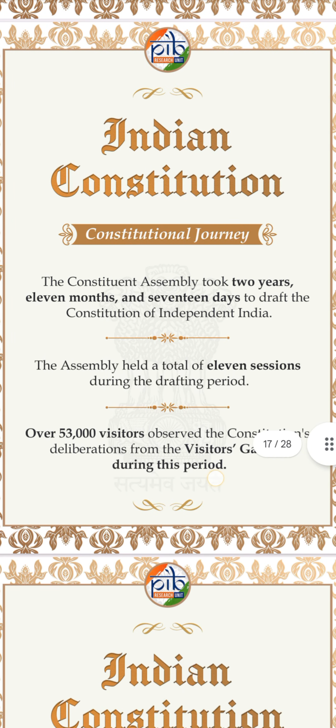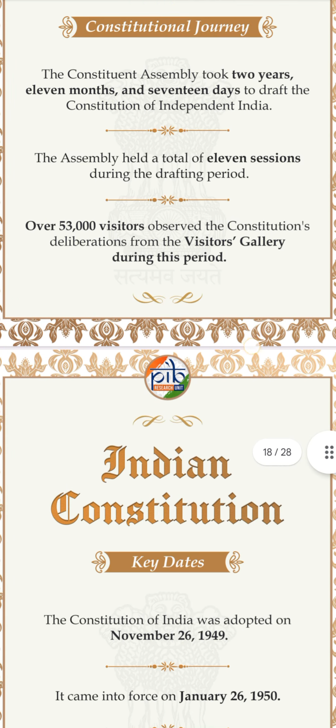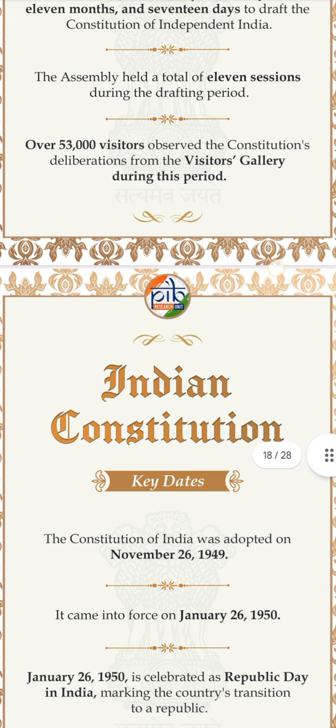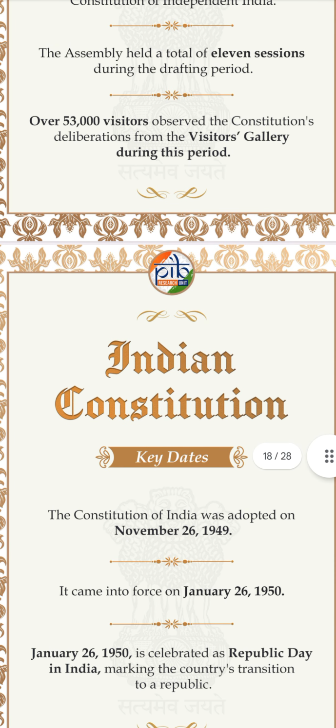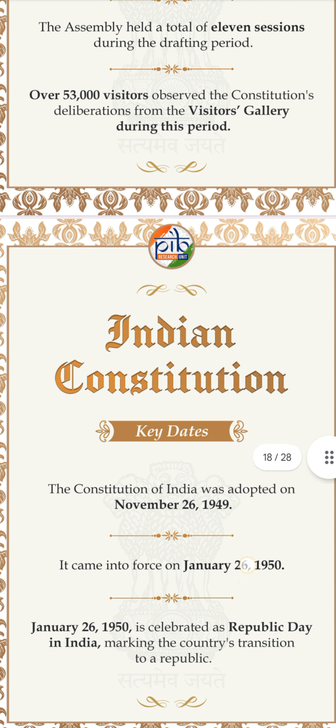Constitution journey. The Constituent Assembly took 2 years, 11 months and 17 days to draft the Constitution of Independent India. The Assembly held a total of 11 sessions during the drafting period. Over 53,000 visitors observed the Constitution deliberations from the visitors' gallery during this period.